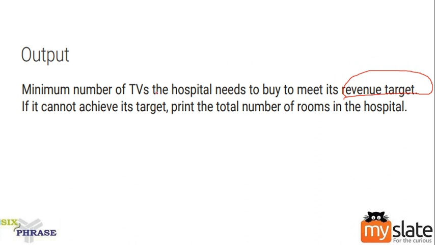If it cannot achieve its target, print the total number of rooms. There is a chance that even when I fill all the rooms with TVs, I cannot achieve my target. There are scenarios like that. So in that case, just print the total number of rooms in the hospital. Clear? If you achieve the target, print the number of TVs. If you cannot achieve the target, print the total number of rooms.